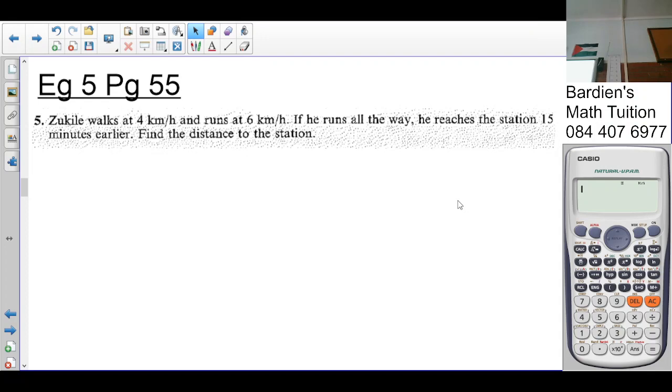So here we have a speed, distance, time question. Speed, distance, time. Zucchini. Is that right? Yes. Now, why are you laughing? You thought I was going to say it wrong? Zucchini walks at 4 kilometers per hour.